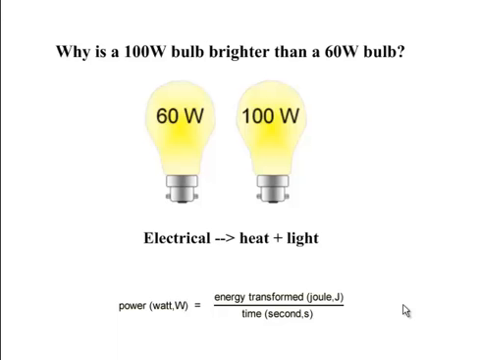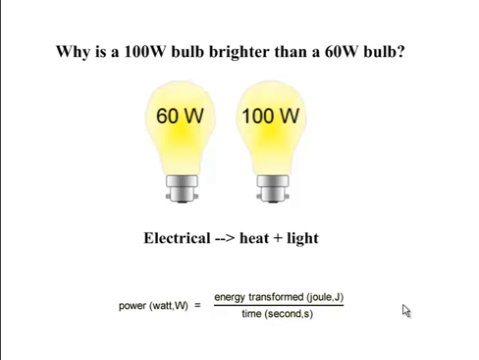Why is a 100 watt bulb brighter than a 60 watt bulb? We know the energy change taking place in each bulb. We know each bulb is changing electrical energy into heat energy and light energy. The 100 watt bulb is brighter than the 60 watt bulb simply because it's performing that change faster than the 60 watt bulb is. So each second more electrical energy is changed into heat and light in the 100 watt bulb than in the 60 watt bulb.